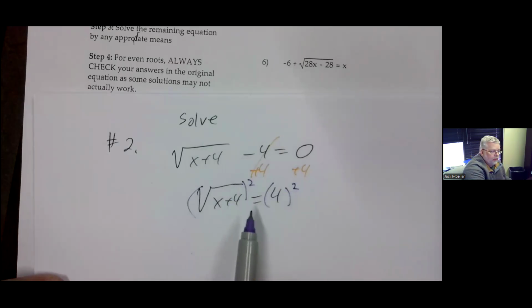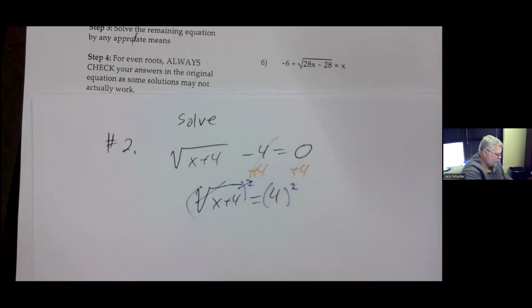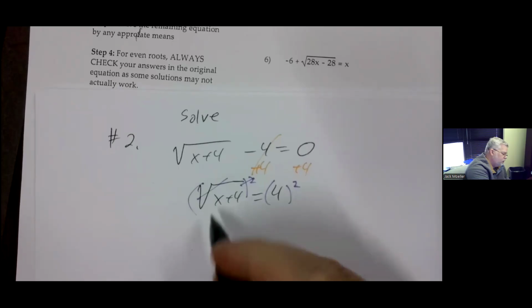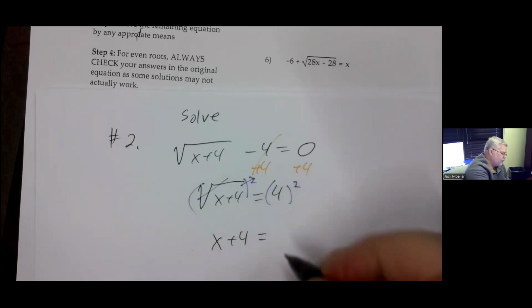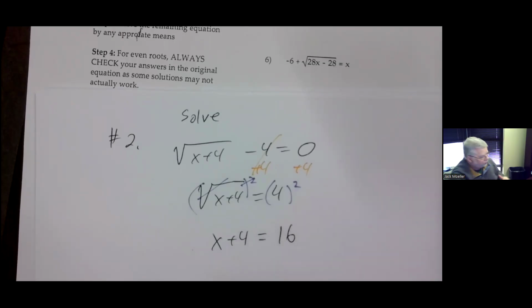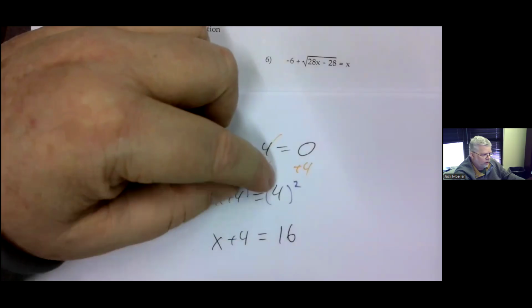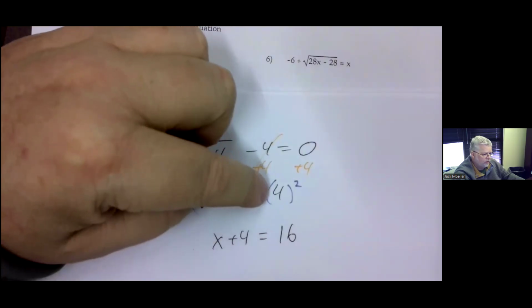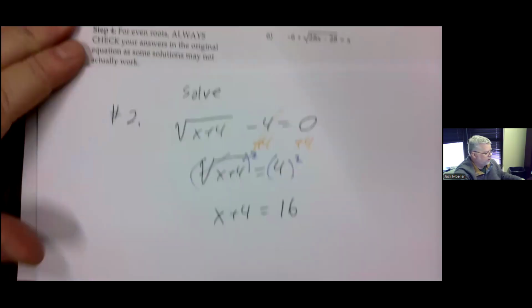And why are we doing this? Well, the square root and something squared are opposite operations. They're going to cancel each other out. So on the left-hand side, we're left with whatever the argument in the radical is, so we're left with x plus 4. And over here, 4 squared is 16. Again, we don't need plus or minus because 4 times 4 is positive 16. If that had been a negative 4, negative times negative would still be a positive 16. So no plus or minus needed.